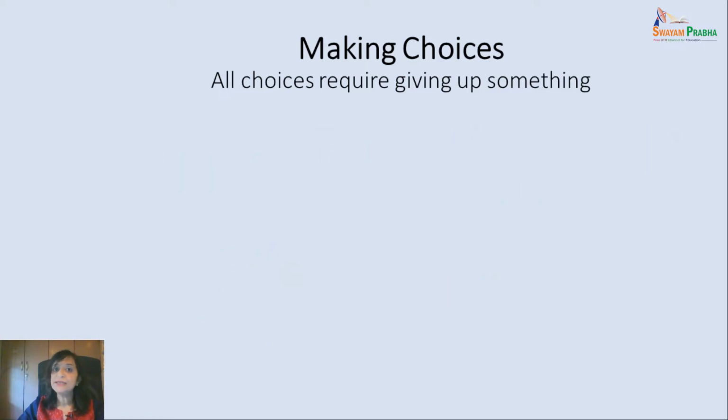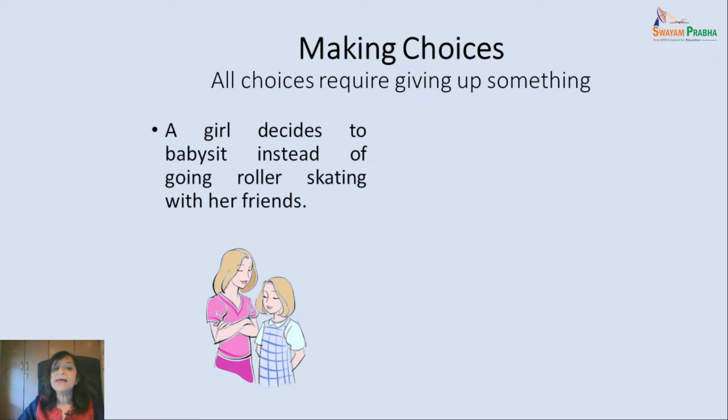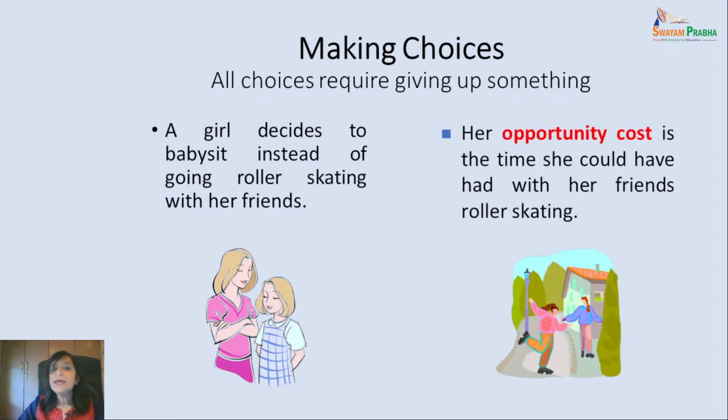Another example we can take. A girl decides to babysit instead of going roller skating with her friends. She decides to go and look after a small baby instead of going out roller skating with her friends. So what has she given up? She has given up the enjoyment or the time she would have spent with her friends roller skating. So that's her opportunity cost.